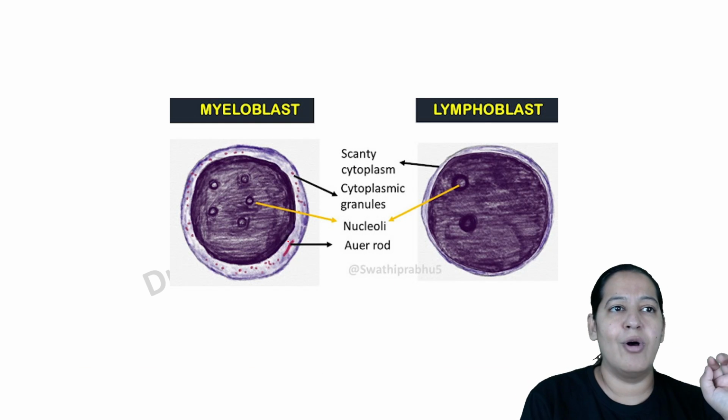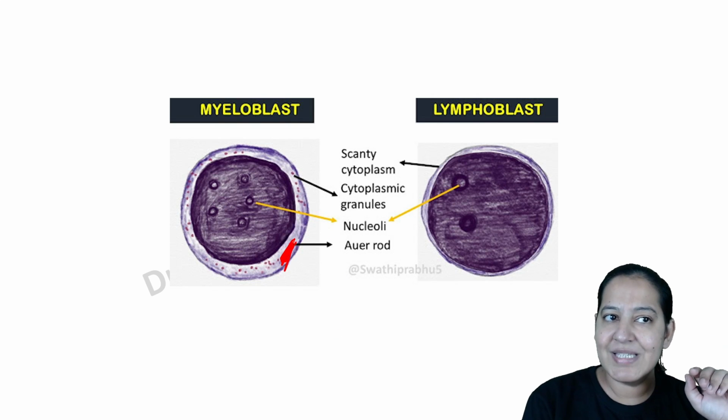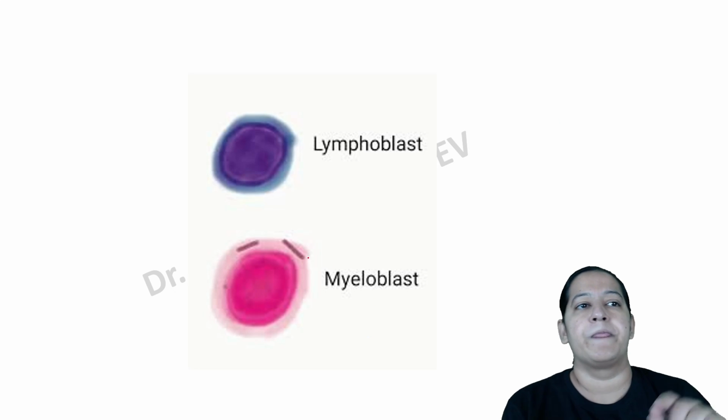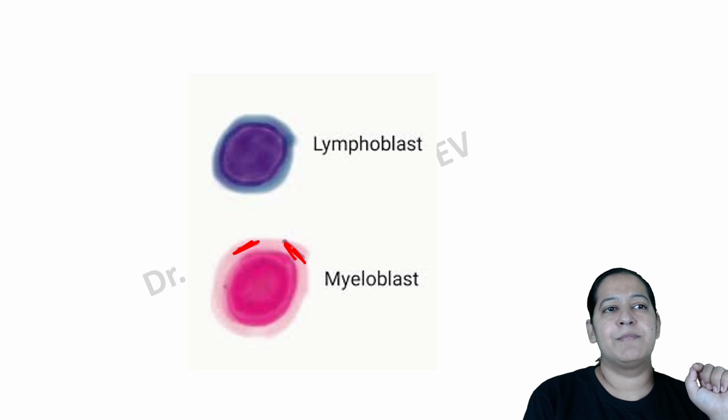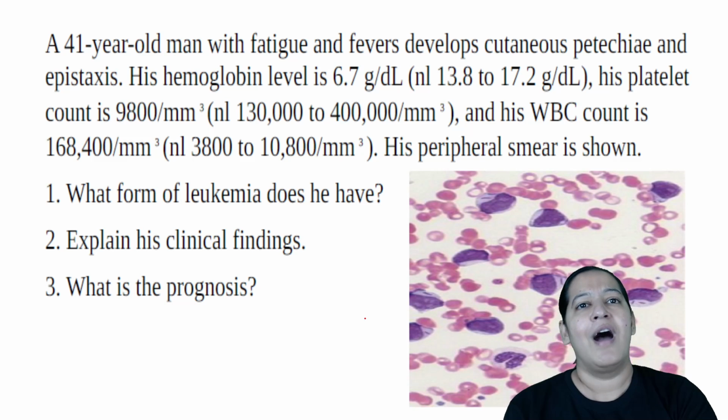So you can see here also, can you see the iron rod here? See here in the cytoplasm, the iron rods. You can see other differences also, but the biggest difference which distinguishes the two is the iron rod. See here also. It is myeloblast which has iron rod in the cytoplasm. So I hope you got it.